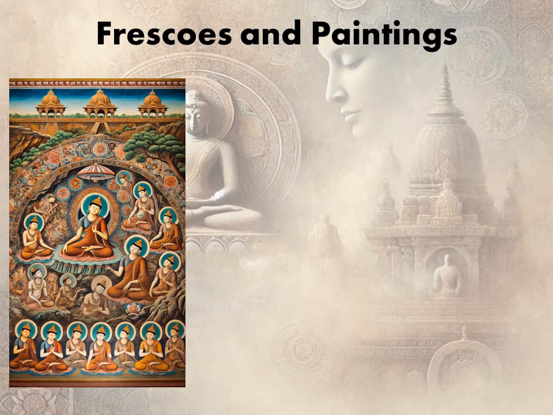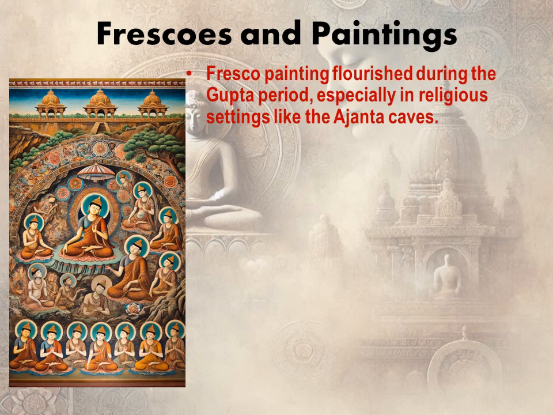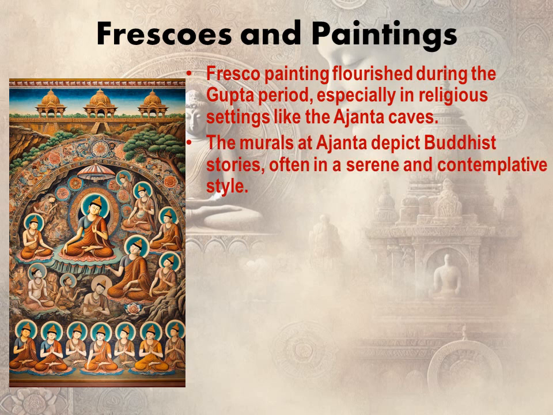Frescoes and paintings. Fresco painting flourished during the Gupta period, especially in religious settings like the Ajanta caves. The murals at Ajanta depict Buddhist stories, often in a serene and contemplative style.